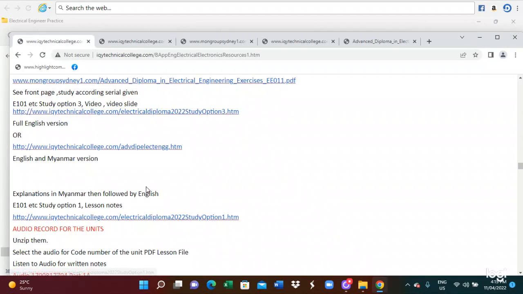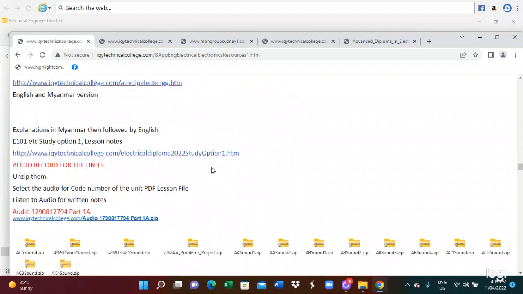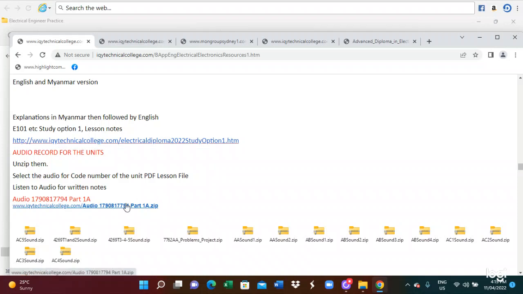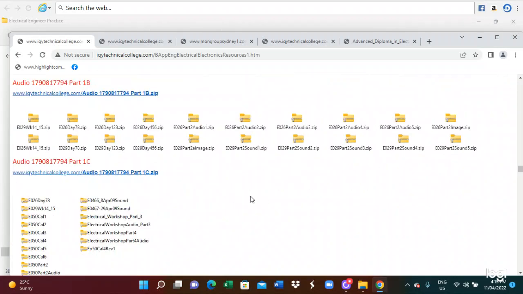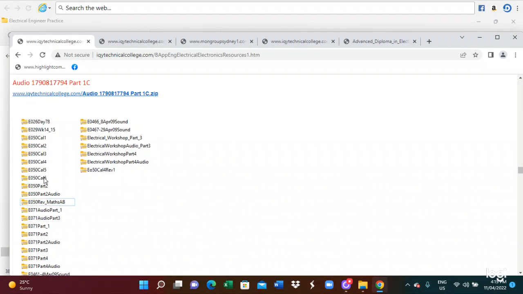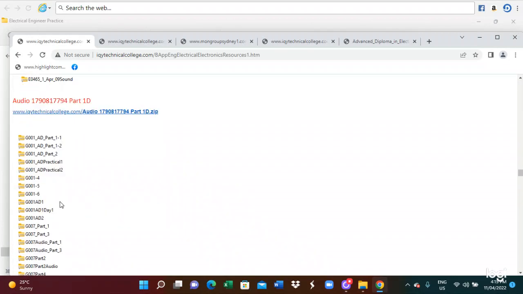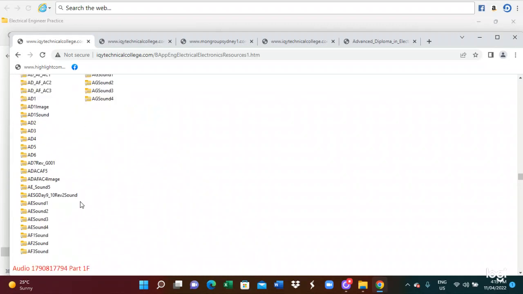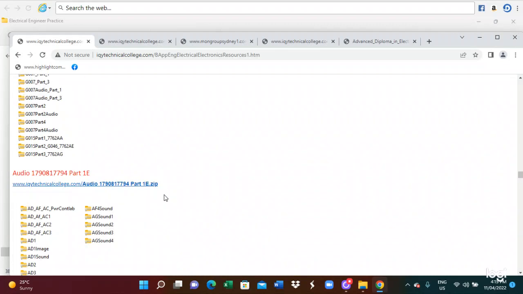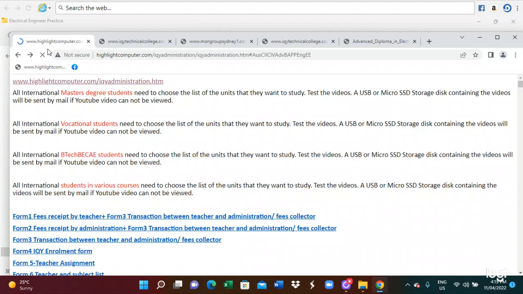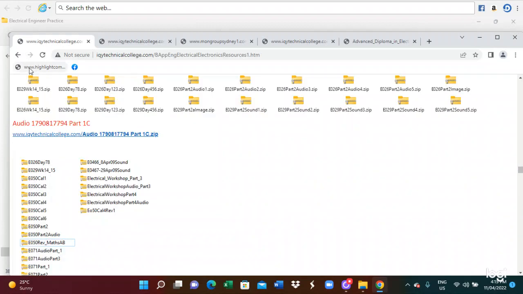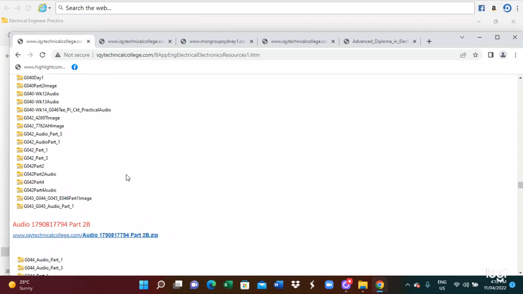After that, here you can see the audio lesson. This is the audio lesson. These audio lessons have code numbers. From the code number, you can pick up the appropriate audio lesson. Then you can unzip the file and listen to the audio. So this is for the lesson aspect. And then you also have to do the textbook. So textbooks you can see here.